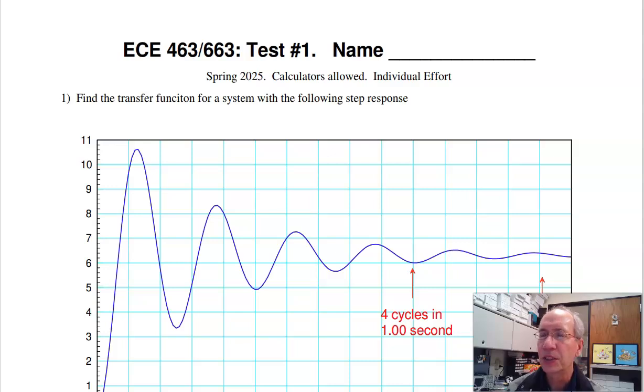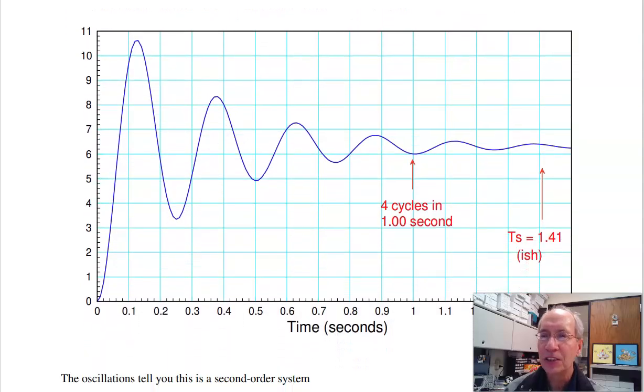Here are solutions to test number 1 for modern controls 463-663. This test looks at first and second order approximations, state space, block diagrams, and Lagrangian dynamics. The first problem is given the step response, name that system.